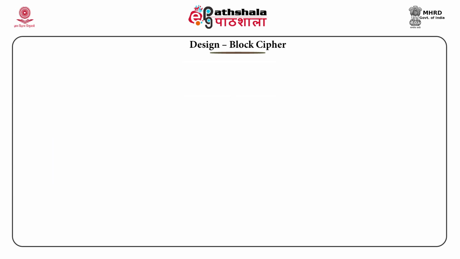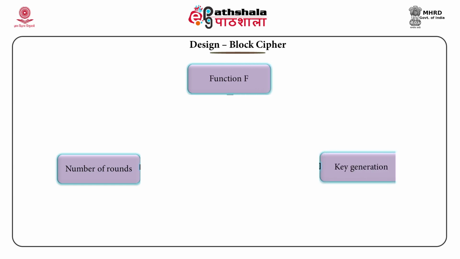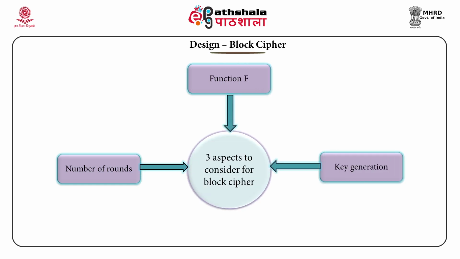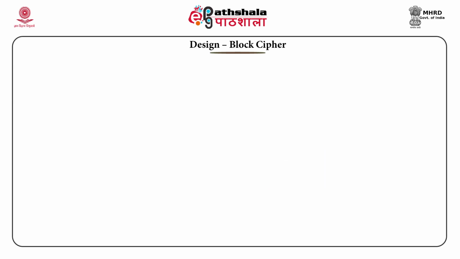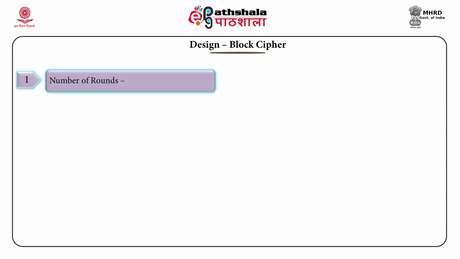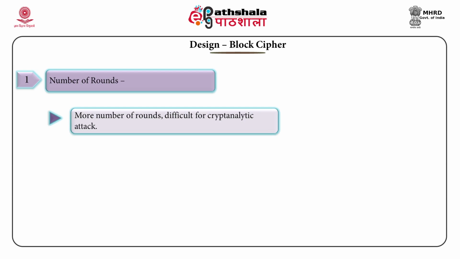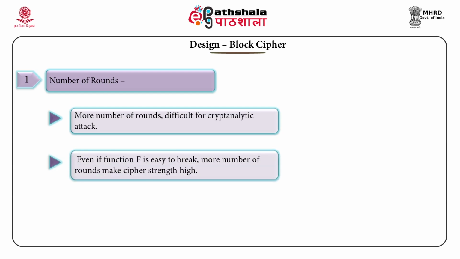Feistel cipher was based on block cipher. If we want to design a block cipher, there are 3 parameters that can be worked upon: number of rounds, function f, and key generation. These are the 3 important aspects of the design of a block cipher. The first is the number of rounds. We have already emphasized that with more rounds, it is more difficult for a cryptanalytic attack. Even if function f is easy to break, more rounds make the cipher more secure.